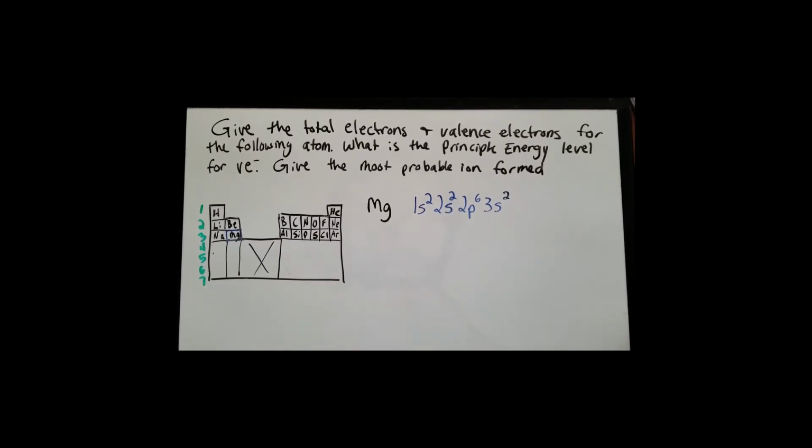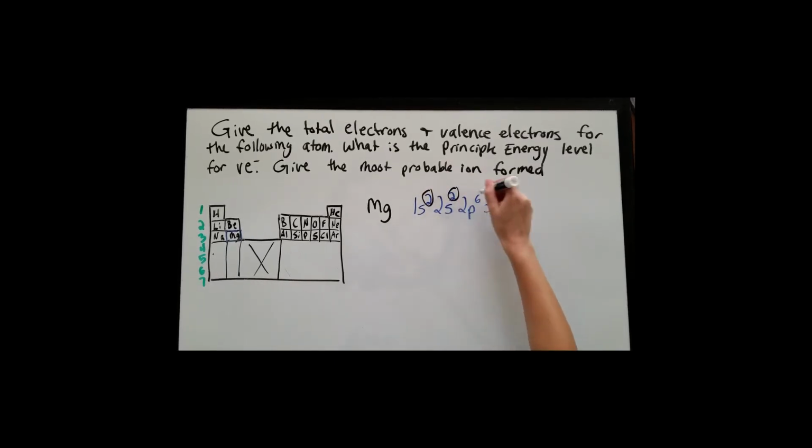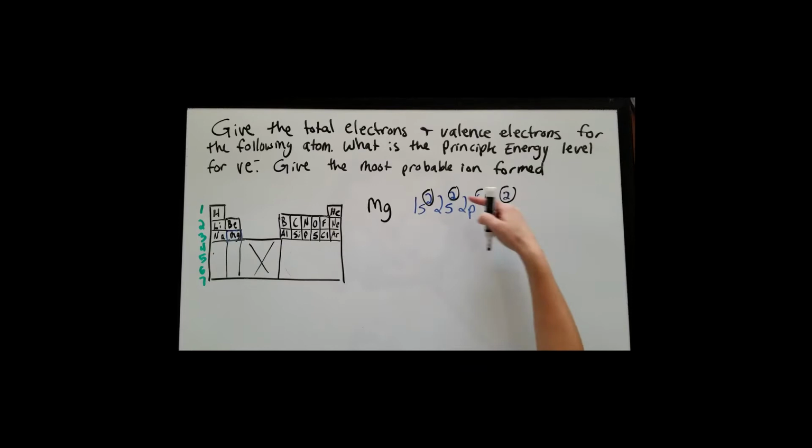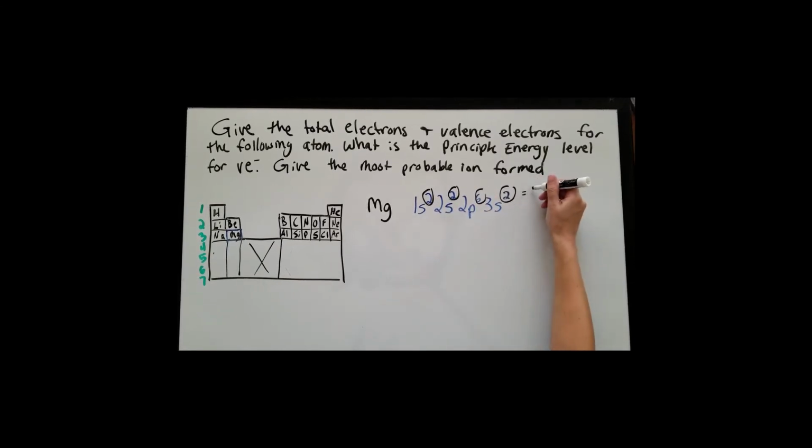Now remember, when we talked about electron configuration, these superscript numbers represented the number of electrons. So if I add all those together, I'm going to get, what is that, 6, 7, 8, 9, 10, 11, 12? 12 electrons. So this is my total electrons. It's going to be 12.